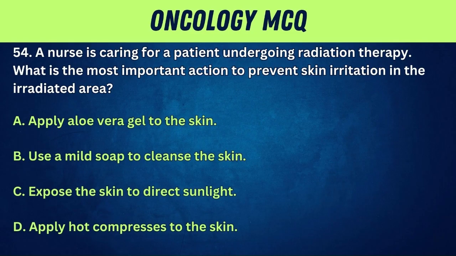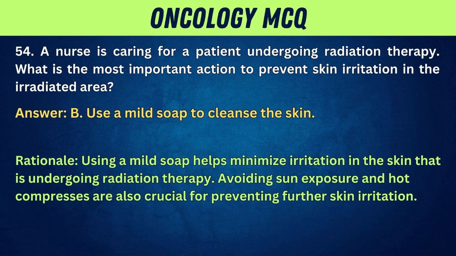54. A nurse is caring for a patient undergoing radiation therapy. What is the most important action to prevent skin irritation in the irradiated area? A. Apply aloe vera gel to the skin. B. Use a mild soap to cleanse the skin. C. Expose the skin to direct sunlight. D. Apply hot compresses to the skin. Answer: B. Use a mild soap to cleanse the skin. Rationale: using a mild soap helps minimize irritation in the skin that is undergoing radiation therapy. Avoiding sun exposure and hot compresses are also crucial for preventing further skin irritation.